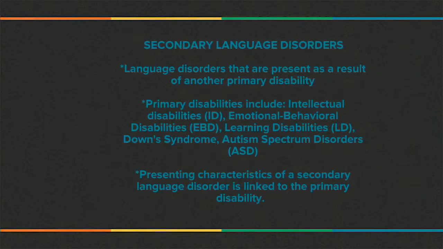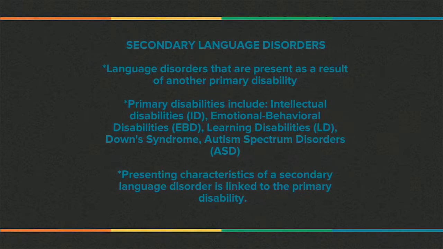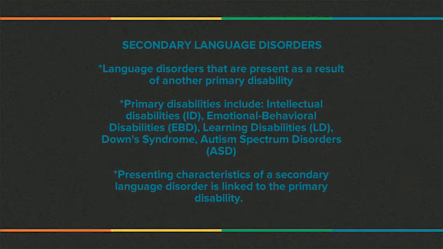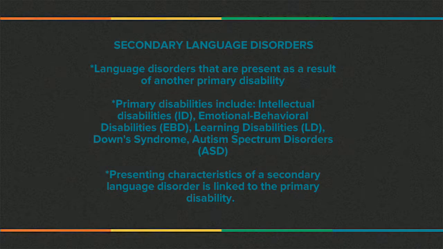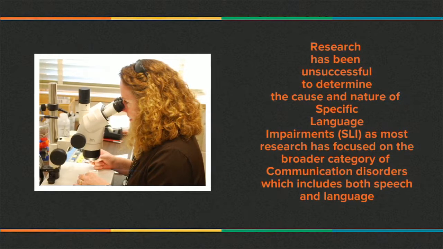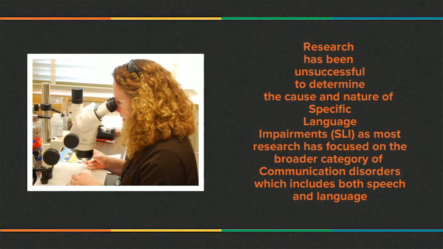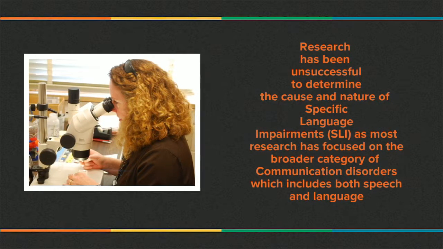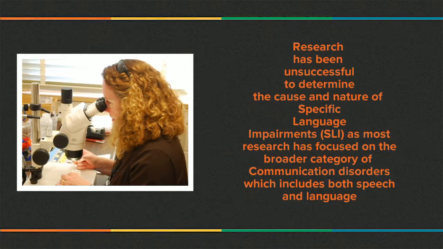Presenting characteristics of a secondary language disorder is linked to the primary disability, which includes intellectual disabilities, emotional behavioral disabilities, learning disabilities, Down syndrome, and autism spectrum disorders. At present, research has been unsuccessful to determine the cause and nature of specific language impairments, as most research has focused on the broader category of communication disorders, which includes both speech and language.